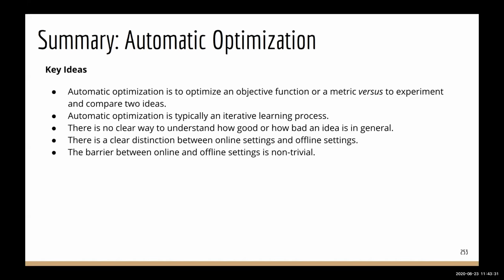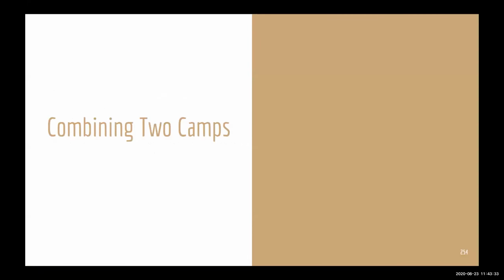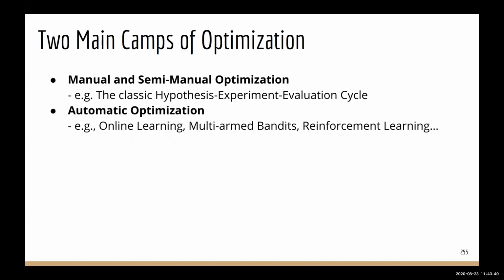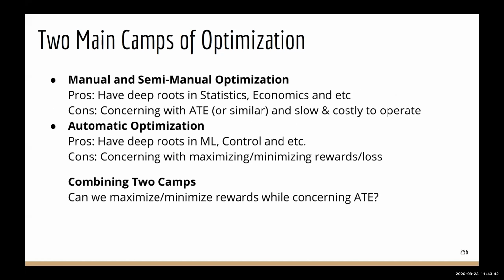So very quickly, we're kind of running out of time, but for the last part, I want to briefly mention some ideas around combining these two camps. They all have pros and cons, and they come from different angles. Manual and semi-manual optimization have deep roots in experiments and statistics. They care about the average treatment effect, and use that as a central mechanism to determine how you want to improve your metrics. That is one camp.